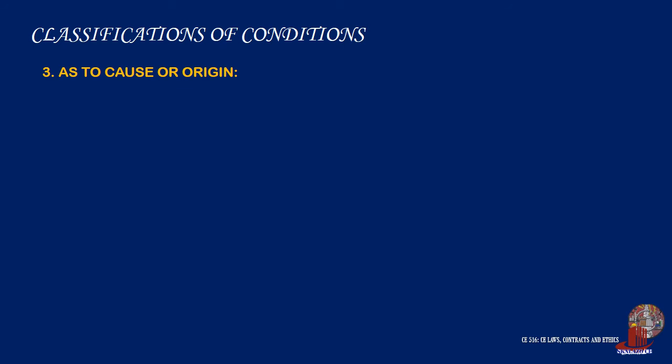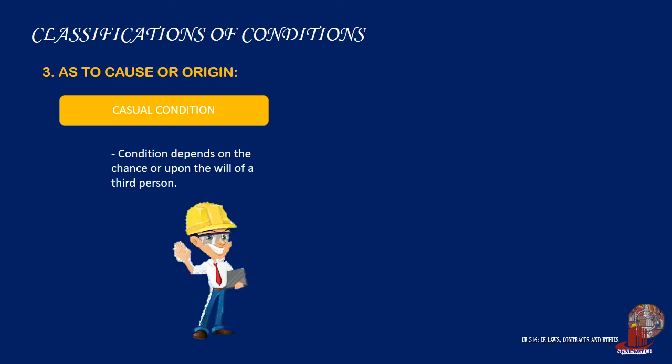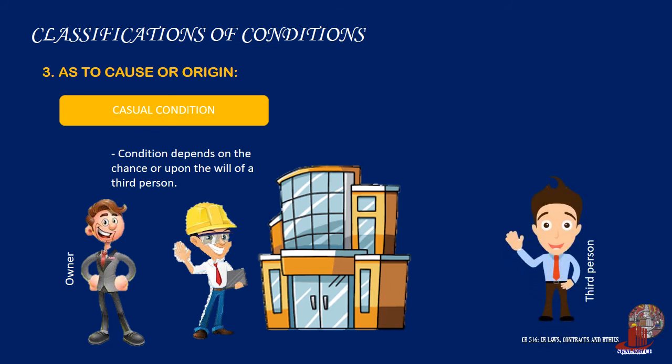The next condition, according to cause or origin, is casual condition. If the suspensive condition depends upon chance or upon the will of a third person, the obligation subject to it is valid. For instance, a building contractor obliges himself in favor of the owner to repair at his expense any damage that may be caused to the building by any earthquake occurring within 10 years from the date of the completion of its construction. A third person may be required to indeed check and decide if a repair is required.